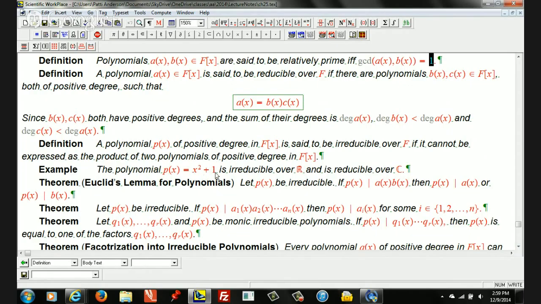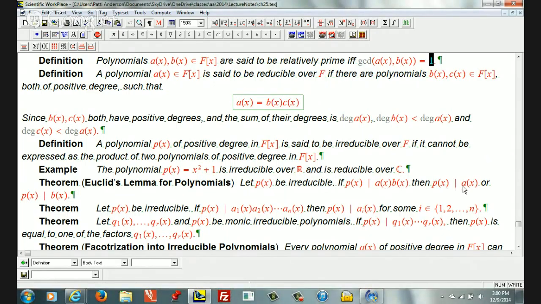Why? You can't factor x squared plus 1 in the reals, but you can factor it in the complex numbers. It's x plus i, x minus i. So that's why. Euclid's lemma for polynomials says, let p of x be irreducible. If p of x divides a times b, then p divides a or p divides b. That's Euclid's lemma.